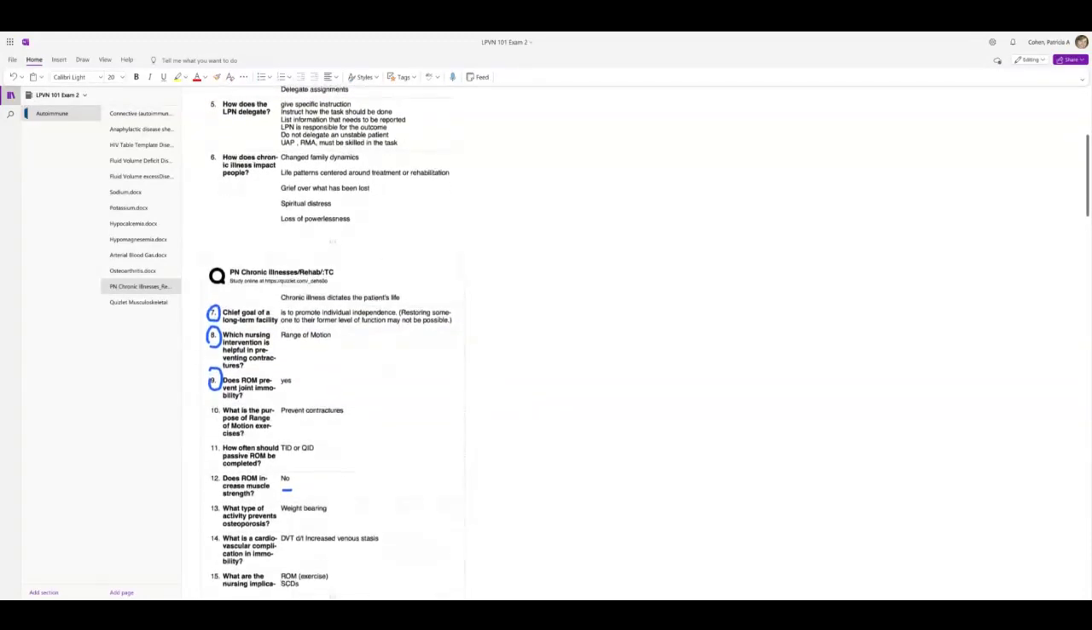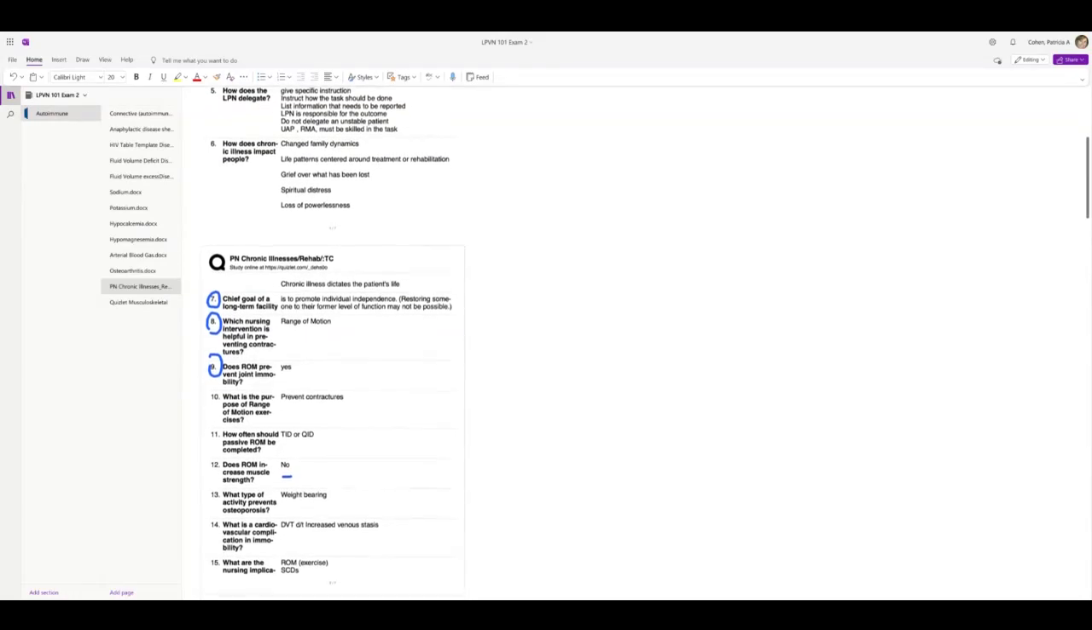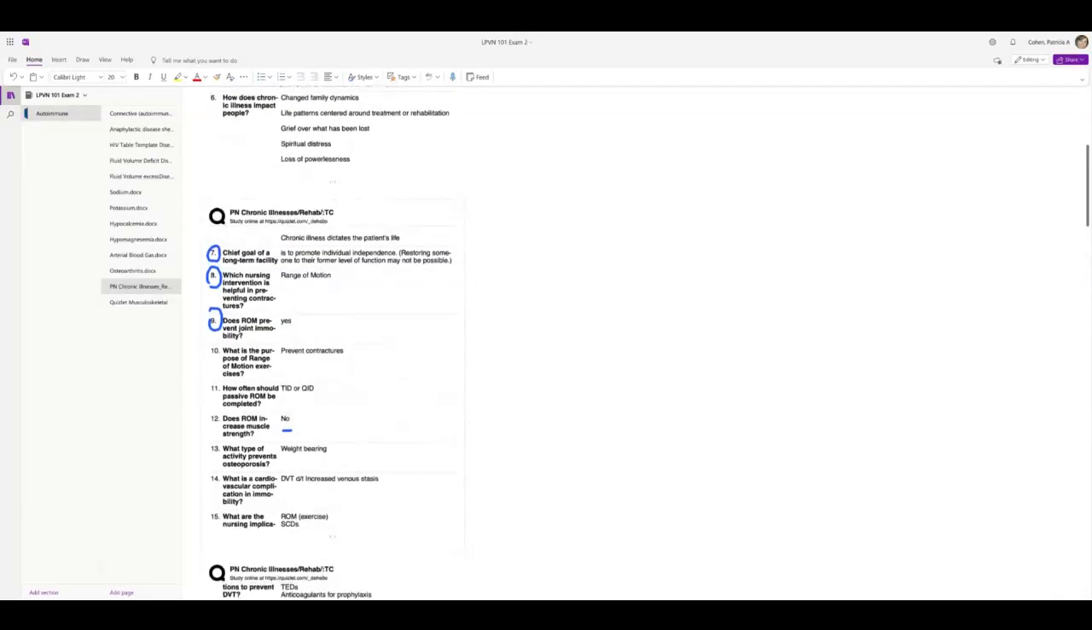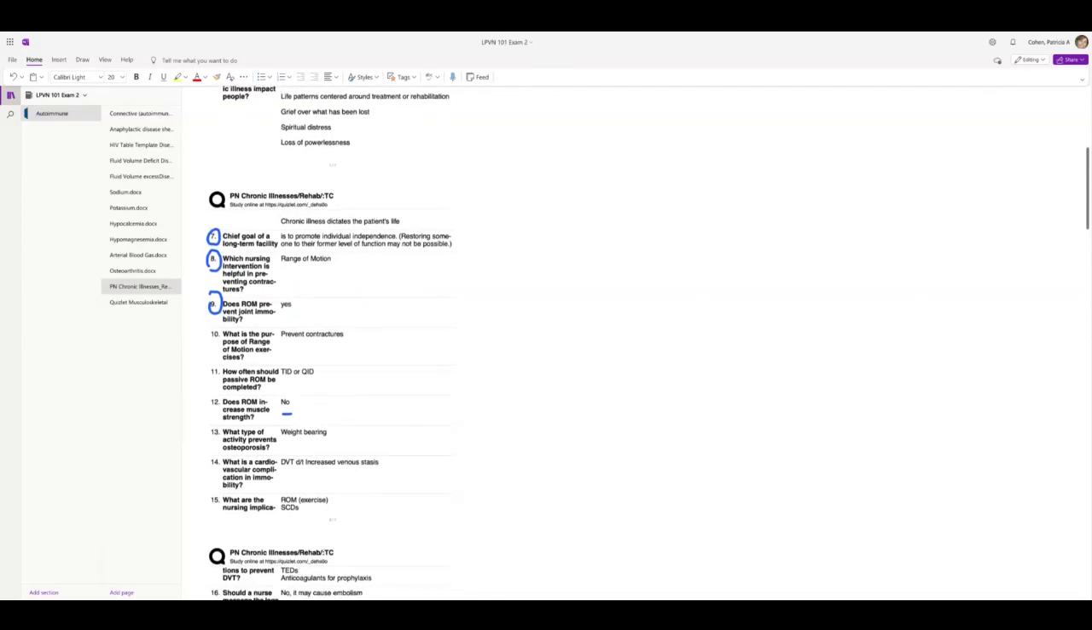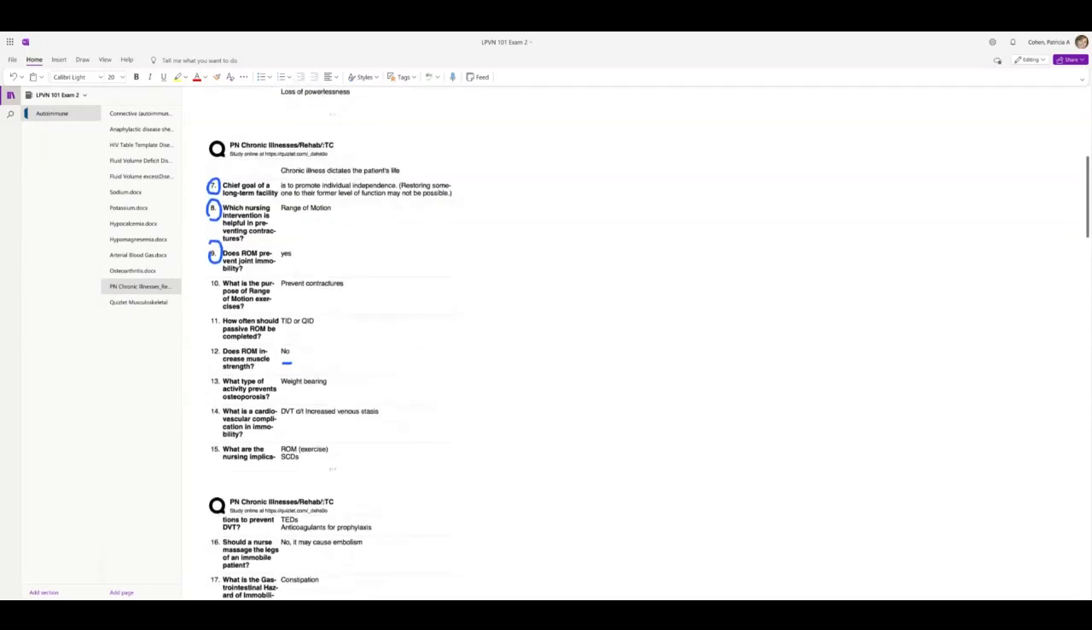And then to prevent osteoporosis, you want people weight bearing, walking frequently. And then with cardiovascular complications of immobility, it's the DVT. I think you know all this. You had it in fundamentals. We talked about some of this stuff at the beginning of the semester.